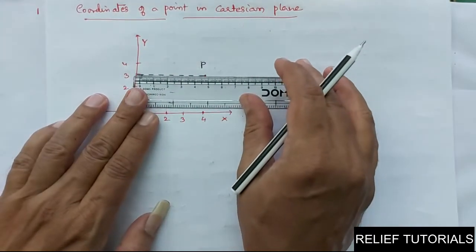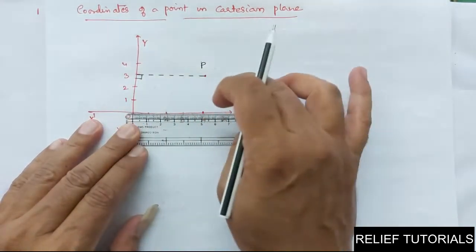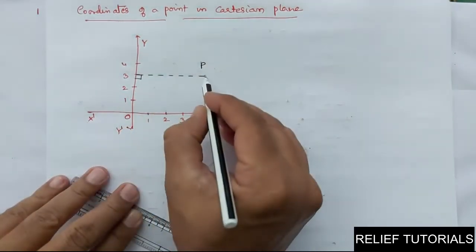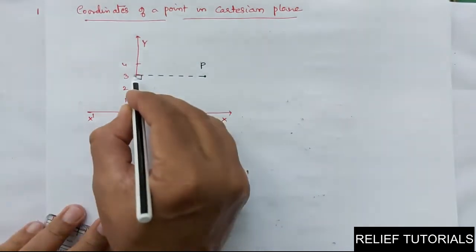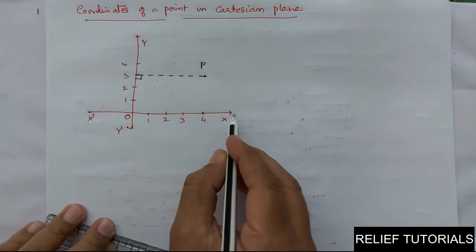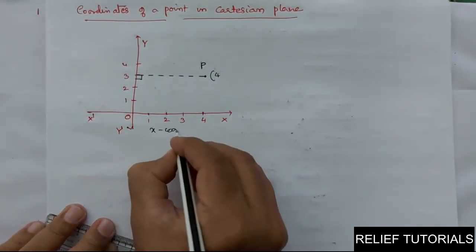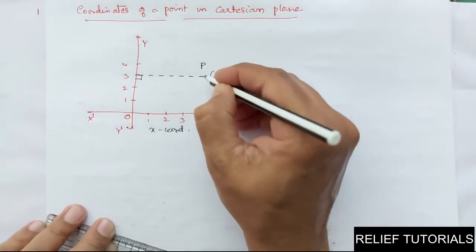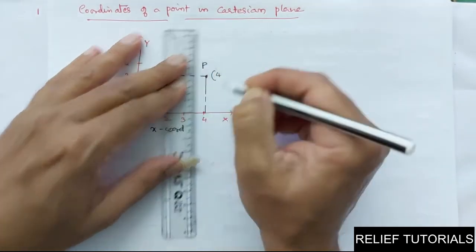So this distance and this distance, both are the same, parallel. Clear? So this is nothing but the perpendicular distance of point P from the y-axis. So how much is that? 4, that's on the x-axis. So this is the x coordinate. And the perpendicular distance of point P from the x-axis, so this is the distance of point P from the x-axis.